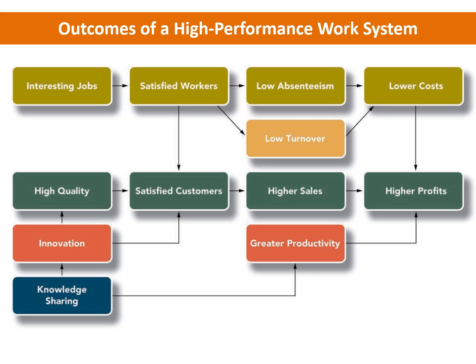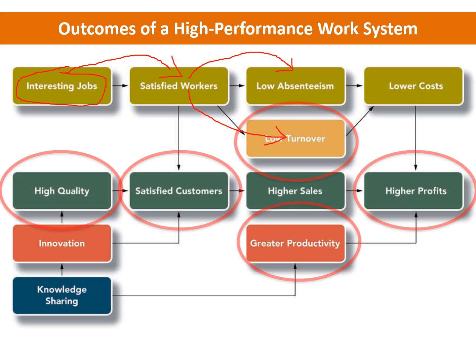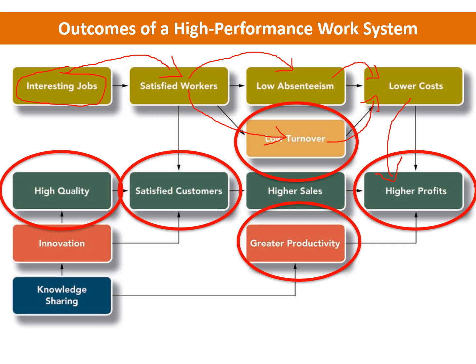From the human resource management side, in a high performance work system, you can see we're going to start with interesting jobs. And these interesting jobs are going to lead to more satisfied workers. More satisfied workers is going to lead to lower absenteeism, and it's also going to lead to lower turnover, turnover being one of the outcomes that we talked about on the previous slide. That lower turnover, along with the low absenteeism, is going to lead to lower costs for our business and higher profitability, another one of the outcomes that we talked about on the previous slide.